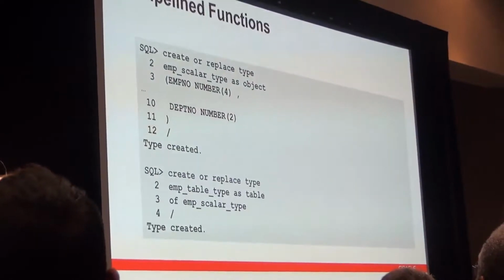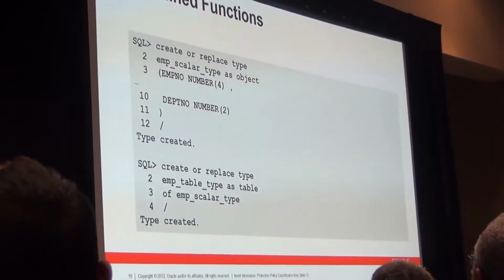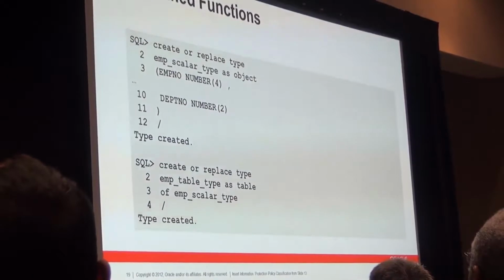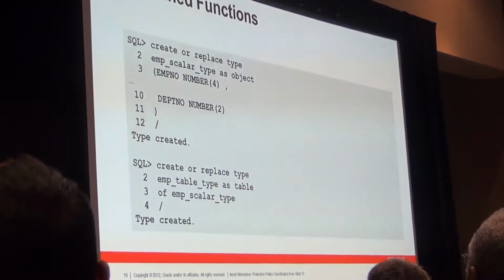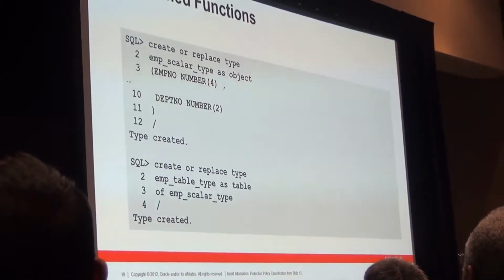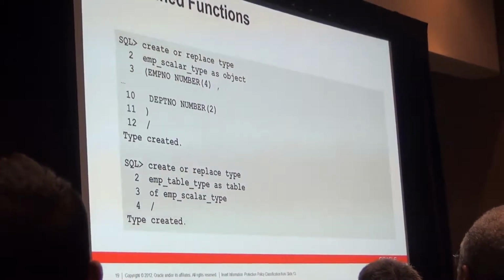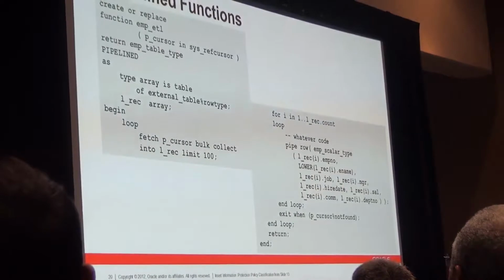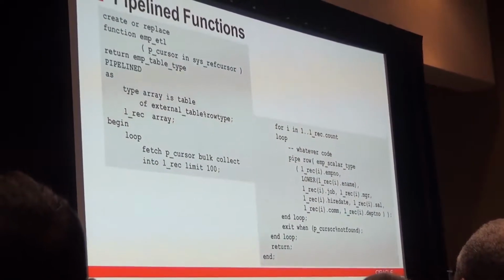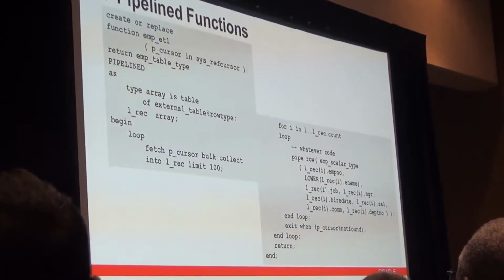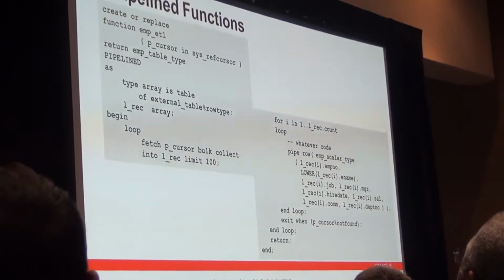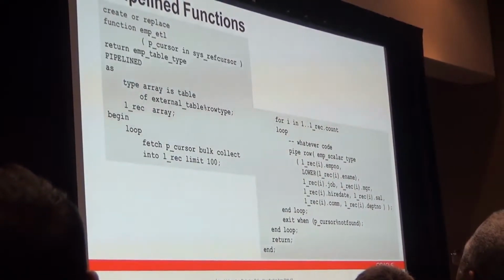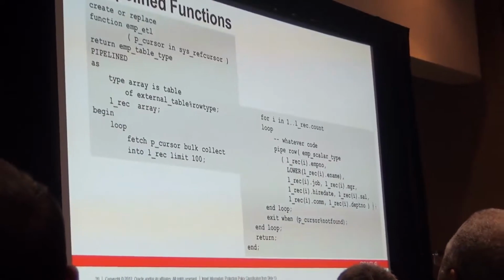Now I need to process this code. So I'm going to set an object type that looks like my external table. So it has all the same columns as the external table. I'm going to create a collection of that, sort of like an array. Now I can create a bit of procedural code. So this one just takes a cursor as an input. It's going to bulk collect. So we're going to do some array processing here. Get 100 rows. It's going to loop over those rows.